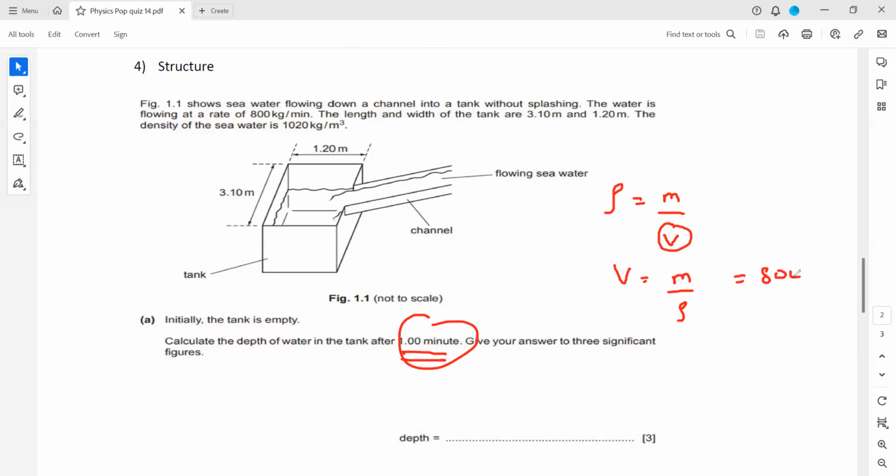So the mass will be 800. And what is the density? They mention here density of a seawater is 1020. So this will be 1020. So 800 divided by 1020. This will give us the volume of this. What's the answer for this? 800 divided by 1020.